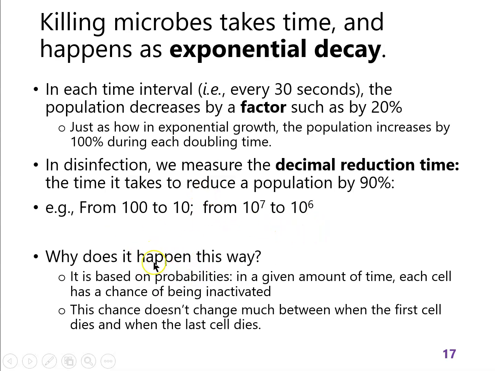If you're curious, it happens this way because it's based on probabilities. In any given time, each cell has a certain probability of dying, and that probability doesn't really change very much over the course of a treatment. It has to do with, like, at a microscopic scale, does the chemical reach every cell? Does the heat get absorbed by some cells so that it doesn't get to others right away? Things like that ultimately lead to these probabilistic situations.